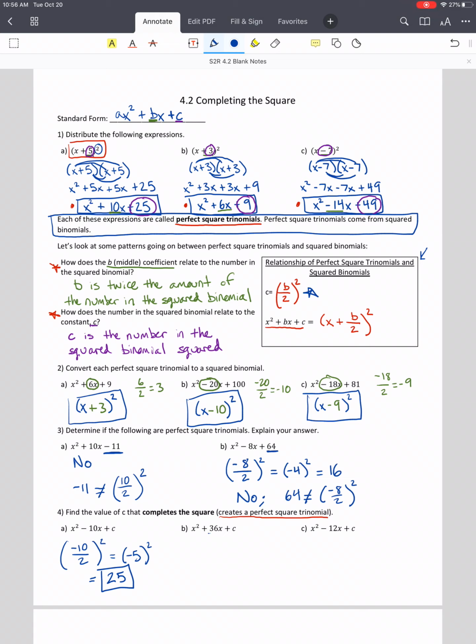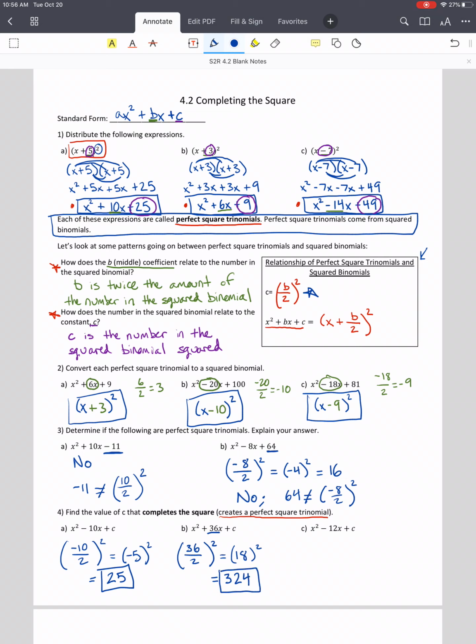So I can do the same thing with part B. I'm going to take my middle coefficient, I'm going to divide it by 2, and then I'm going to square that. 36 divided by 2 is 18. 18 squared, I definitely don't know off the top of my head, so I'm going to stall for a second while I grab a calculator. Okay, 18 times 18, 324. That is the value that completes the square.